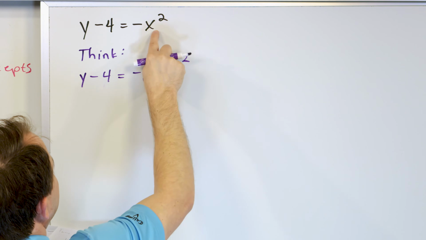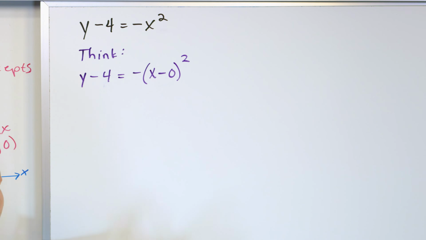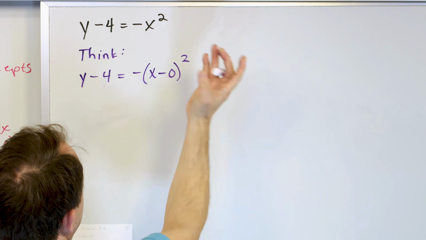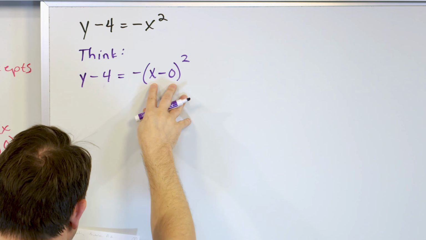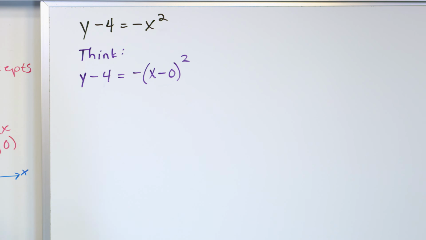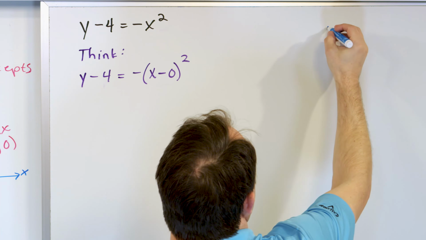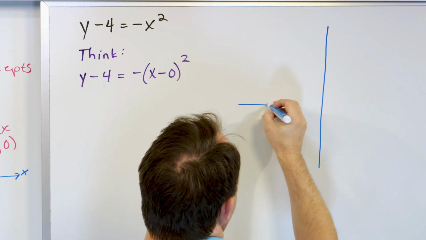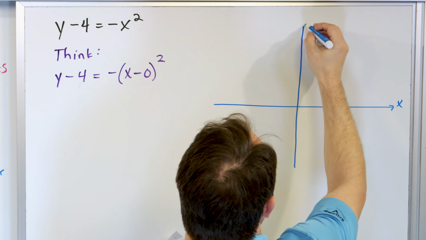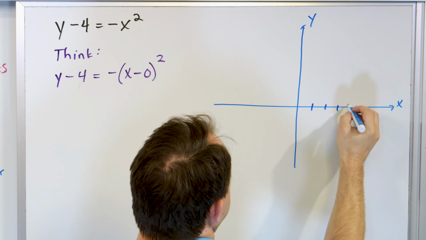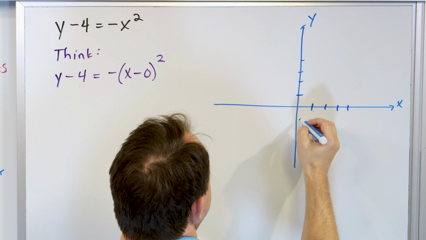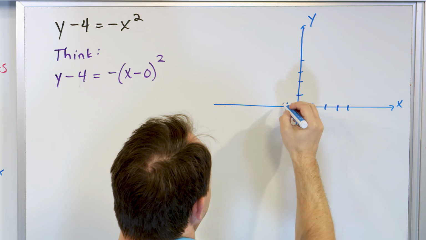In other words, because there's nothing here, there is no shift in the x direction, because x minus 0 is what I already had there. But I do have a shift in the y direction and no shift in the x direction. So if I come over here and sketch an xy plane, here's x, here's y. I'll just put some tick marks, 1, 2, 3, 4, 1, 2, 3, 4. I don't need to be exact.